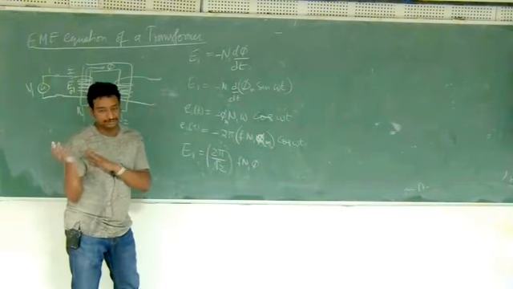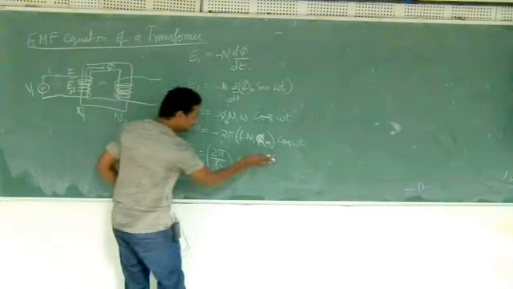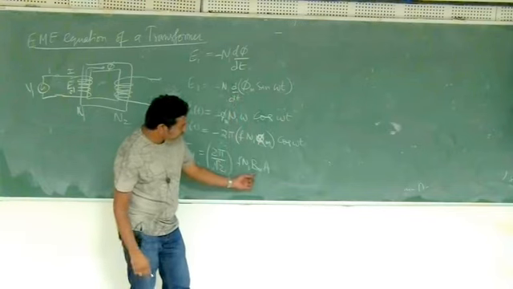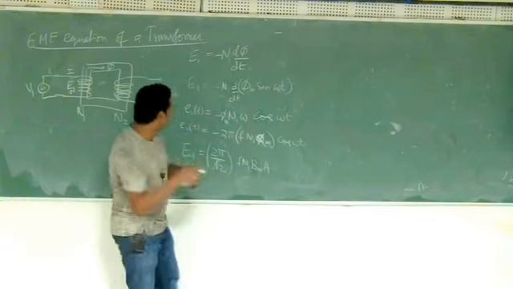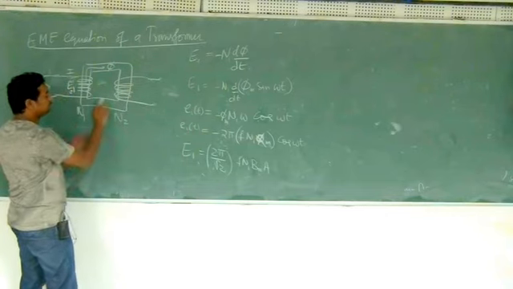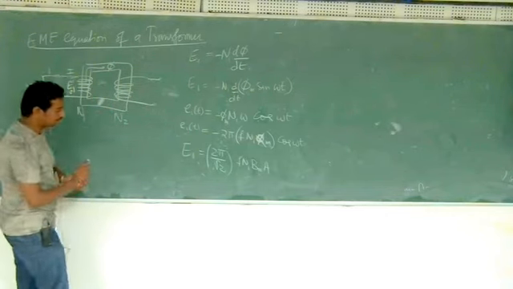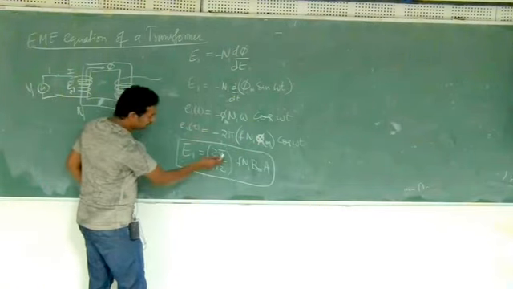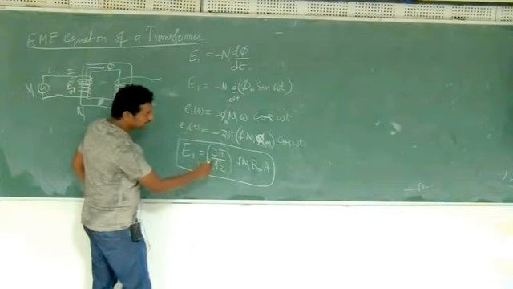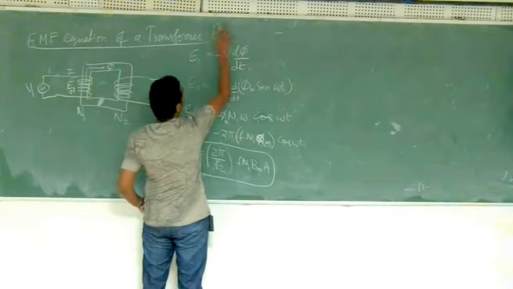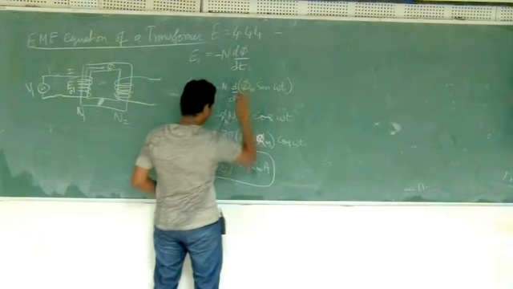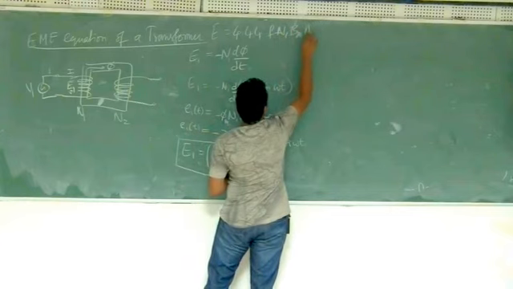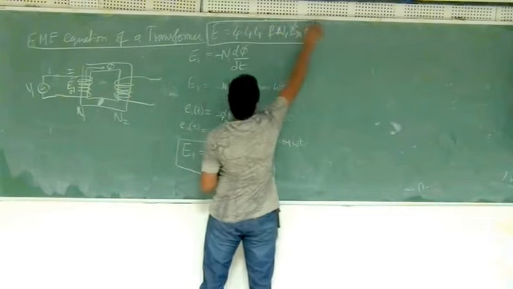Now flux per unit area is the flux density. So I can change it to Bm into A, where Bm is the maximum flux density and A is the area of cross section of the core. This core has some area of cross section. That is just a simple replacement. Now this 2 pi by root 2 I can calculate numerically. It turns out that E equals 4.44 f N1 Bm A. So this is the EMF equation.